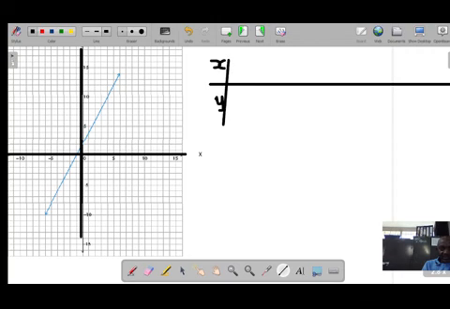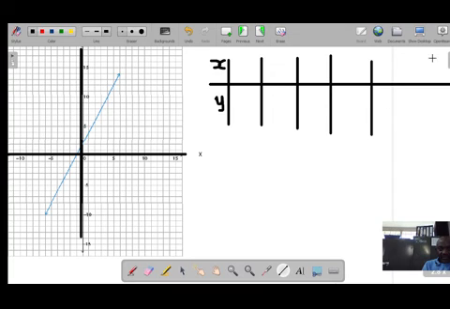Okay, so I need how many? 5. It's going to be 1 here, 2, 3, 4, then 5. Okay, now let me take this out. I'm going to use my dots.